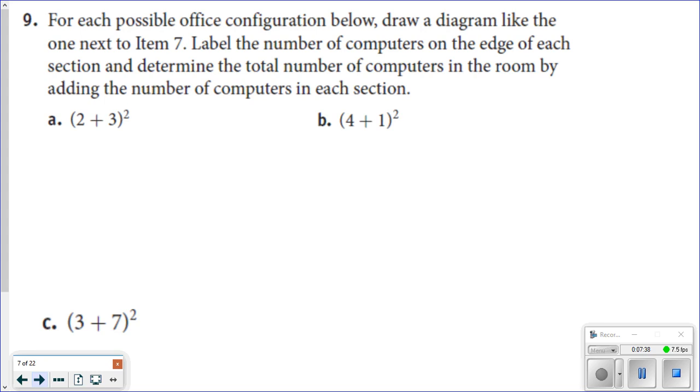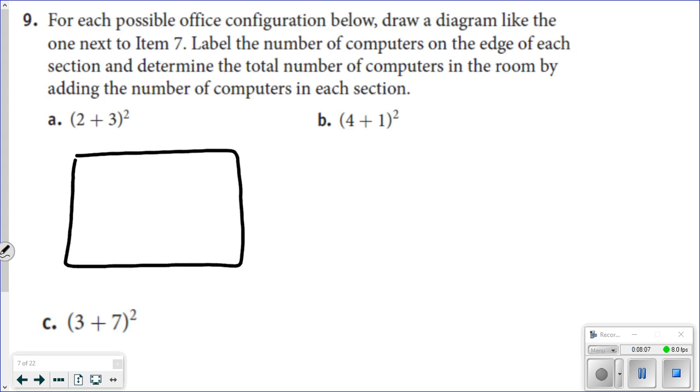For question 9, it says for each possible office configuration below, we're going to draw a diagram like what we just did in questions 7 and 8. Label the number of computers on the edge of each section and determine the total number of computers in the room by adding all of the numbers together in each section. Okay, so this needs to be a 2 by 2. So we're going to have 4 boxes here. And on each edge, we're going to label it with a 2 plus 3, 2 plus 3.